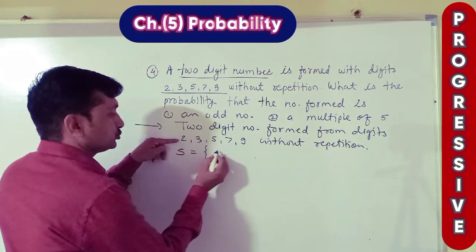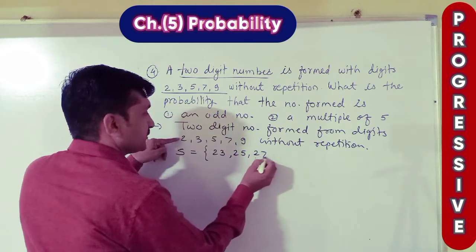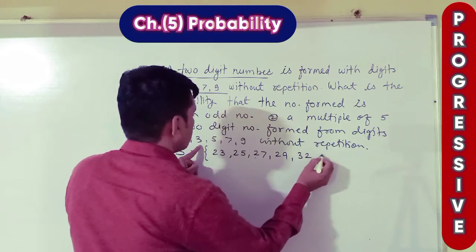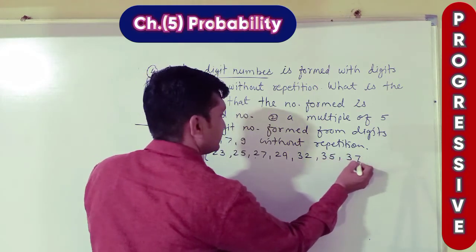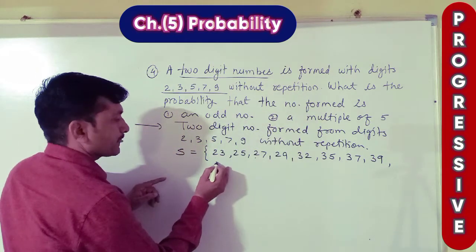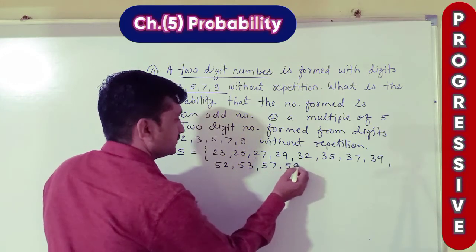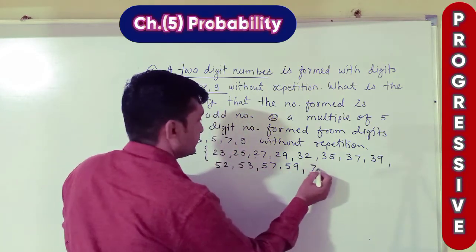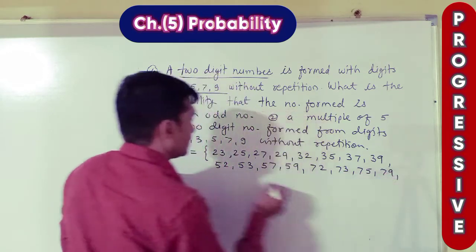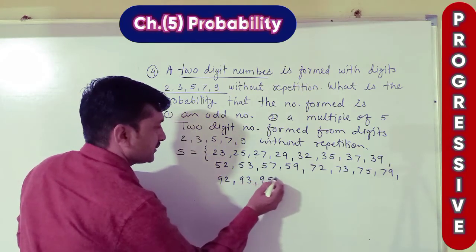Now we have starting with 2: 23, 25, 27, 29. Then starting with 3: 32, 35, 37, 39. Then starting with 5: 52, 53, 57, 59. Then starting with 7: 72, 73, 75, 79. Last with 9: 92, 93, 95, 97.